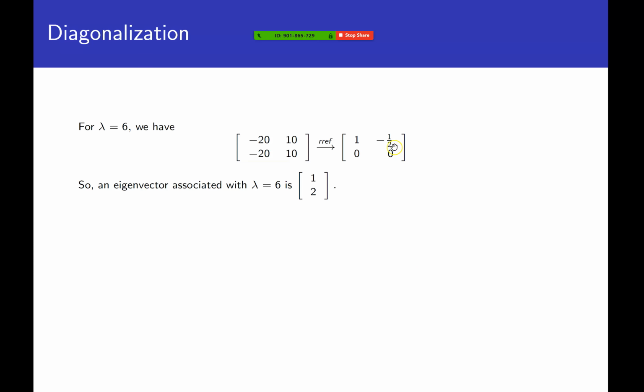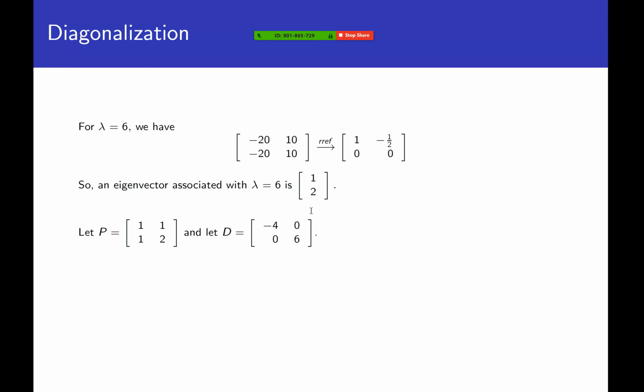So if you plugged in a t here, you would get 1/2 t for x1 and t for x2. But remember, t can be anything. So if I make t equal to 2, then I get this vector that's just 1, 2. I'm just trying to avoid the fractions. You can put the fractions in. It doesn't matter. I'm just saying that we can use any constant times that vector, and you still get an eigenvector. So if I can get rid of the fractions, I will.